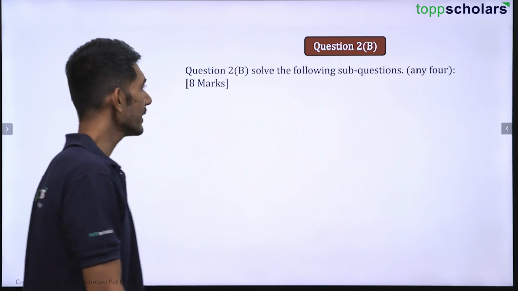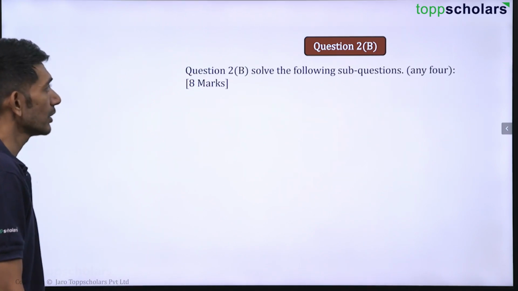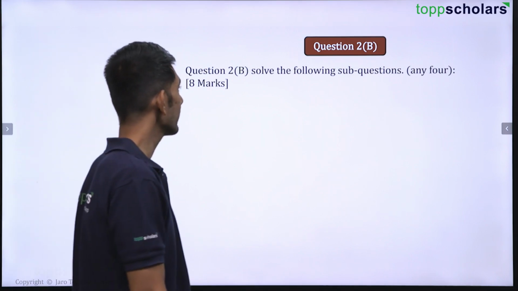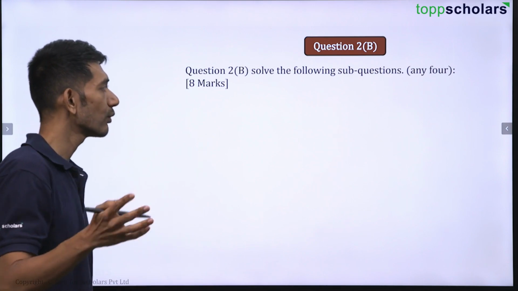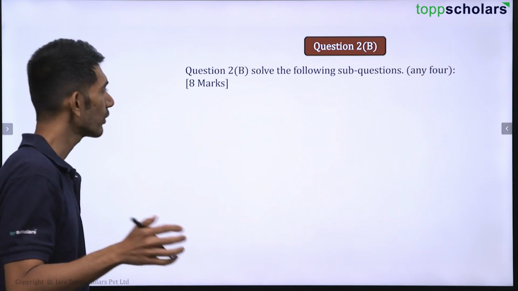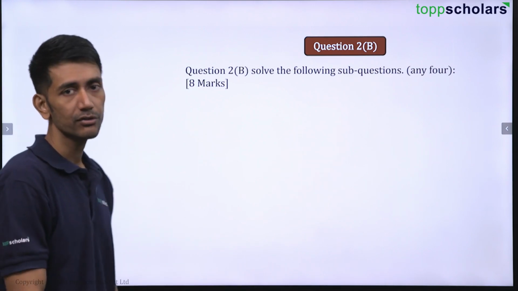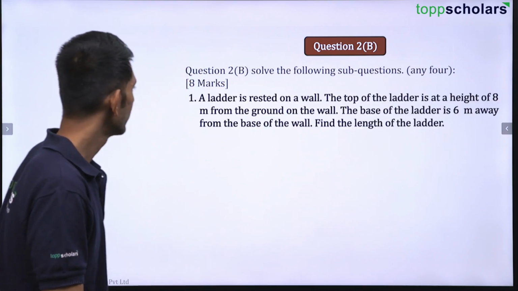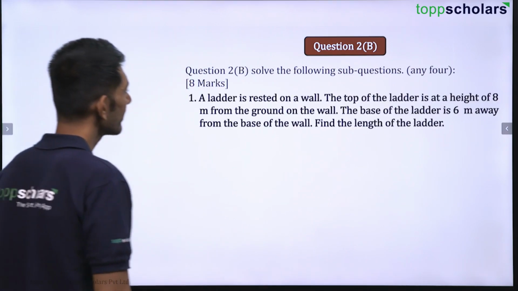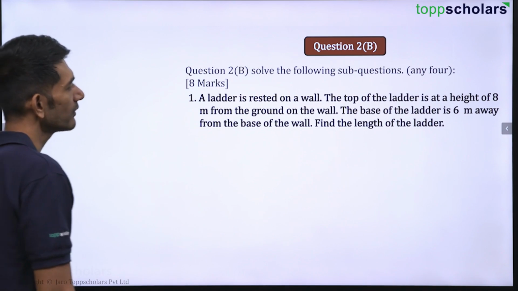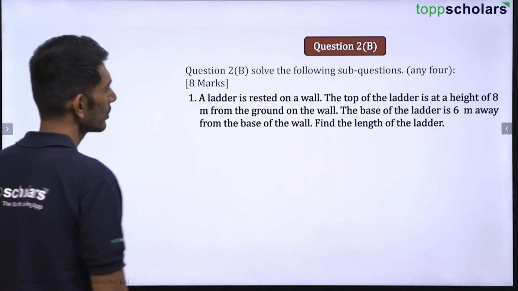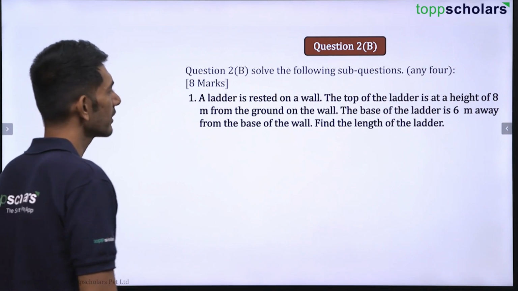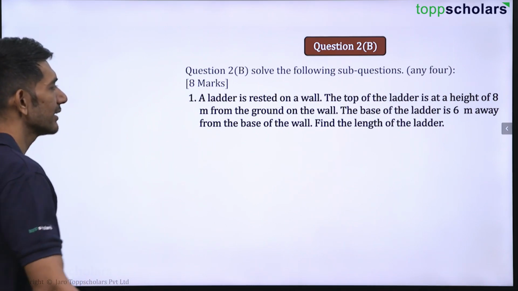Okay, now let's have a look at a new question. Before starting with a new question, you can see that question 2b is like your 4 questions. You're supposed to solve 4 questions and the weightage for this 2b is 8 marks. So the question says, a ladder is rested on a wall. The top of the ladder is at a height of 8 meters from the ground on the wall, and the base of the ladder is 6 meters away from the base of the wall. Find the length of the ladder.